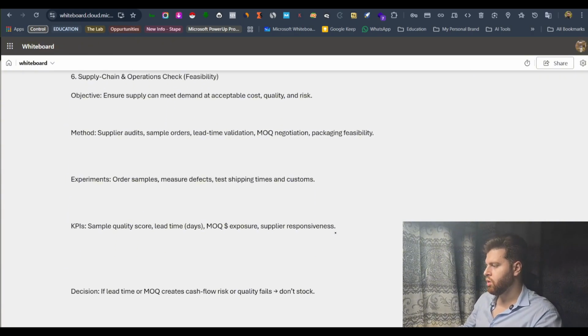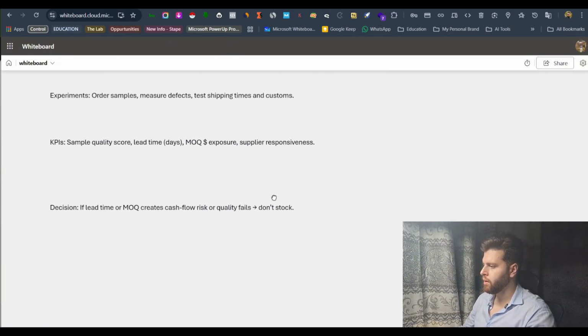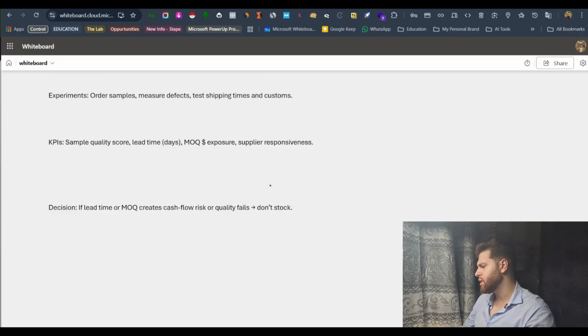You reach a point where you're out of stock and you send them tens of thousands of messages, just send me more, and they are not responding, and some of them don't speak English. It's a disaster. So all of these are very crucial things that you need to have. There is no product that only one vendor or manufacturer is selling, so do a bit of hard work and check multiple vendors. The decision: if lead time or minimum order quantity creates cash flow risk, or quality fails, don't stock, just leave it.